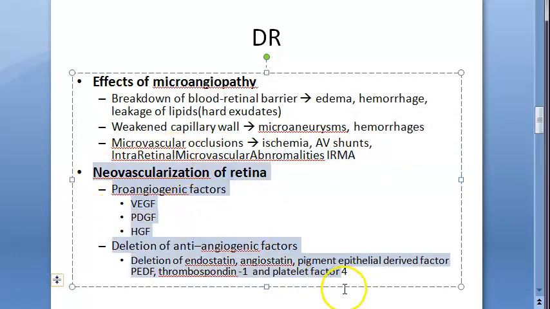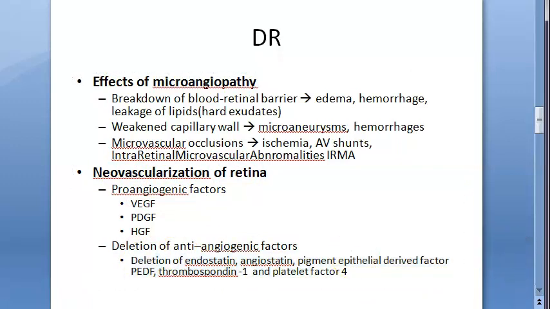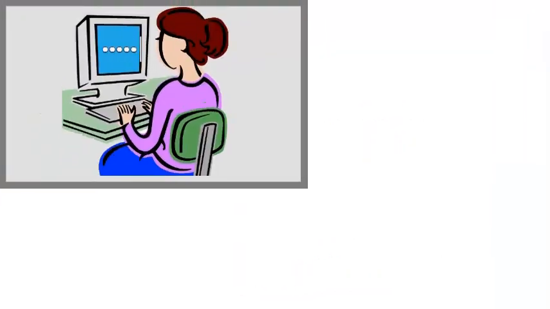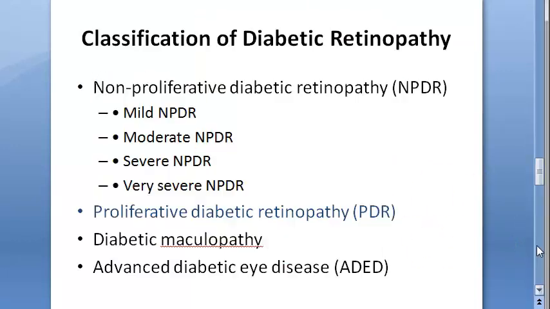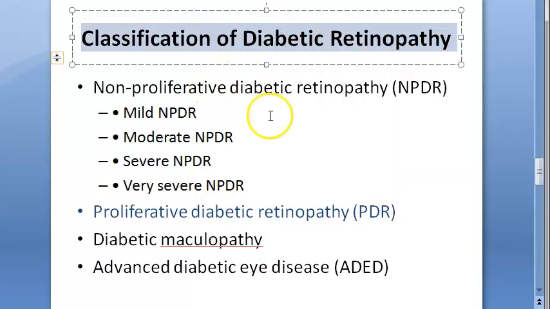Then we saw that as the next step, neovascularization of the retina happens. New blood vessels are formed. Here the proangiogenic factors will be VEGF, that is vascular endothelial growth factor, platelet-derived growth factor, hepatocyte growth factor, etc. And there will be depletion of anti-angiogenic factors so that this neovascularization can happen. So this much we have already seen in the previous video, guys. If you have not seen the previous video, it might be helpful to look at the details of some of these. Now our plan was to look at the types and details about each diabetic retinopathy.